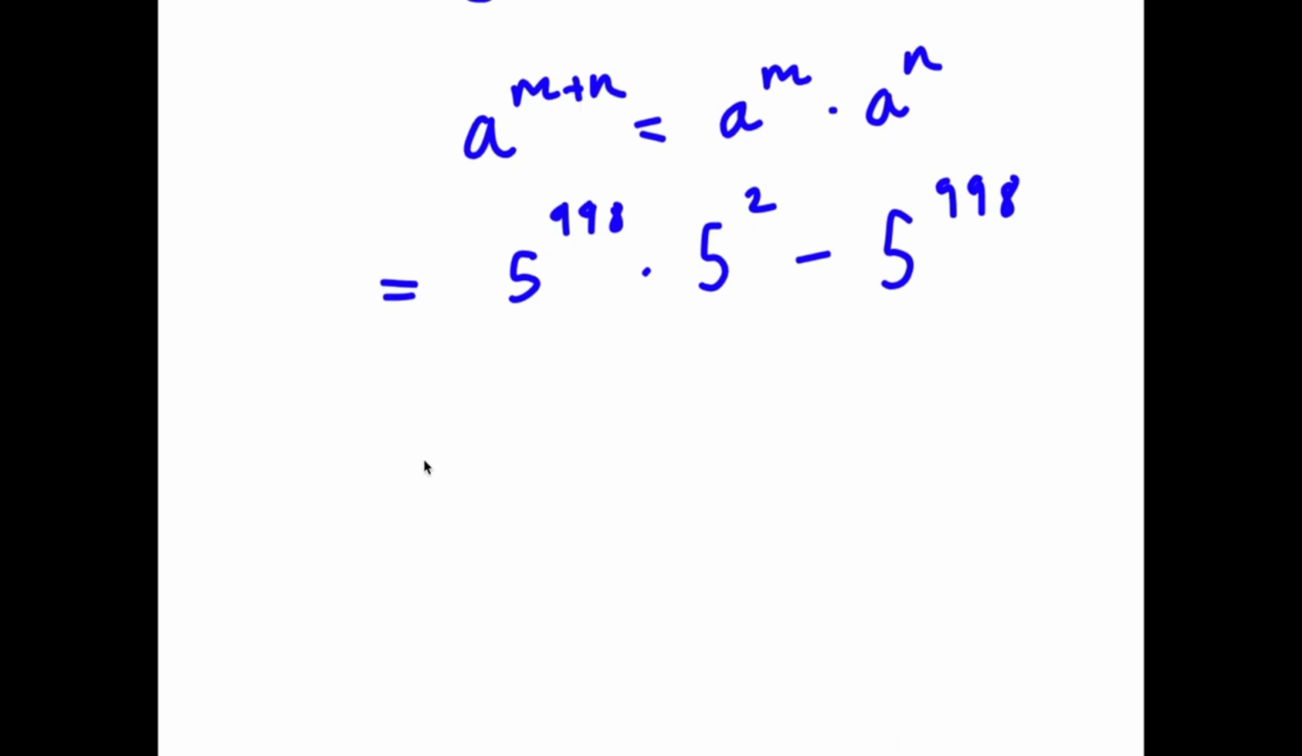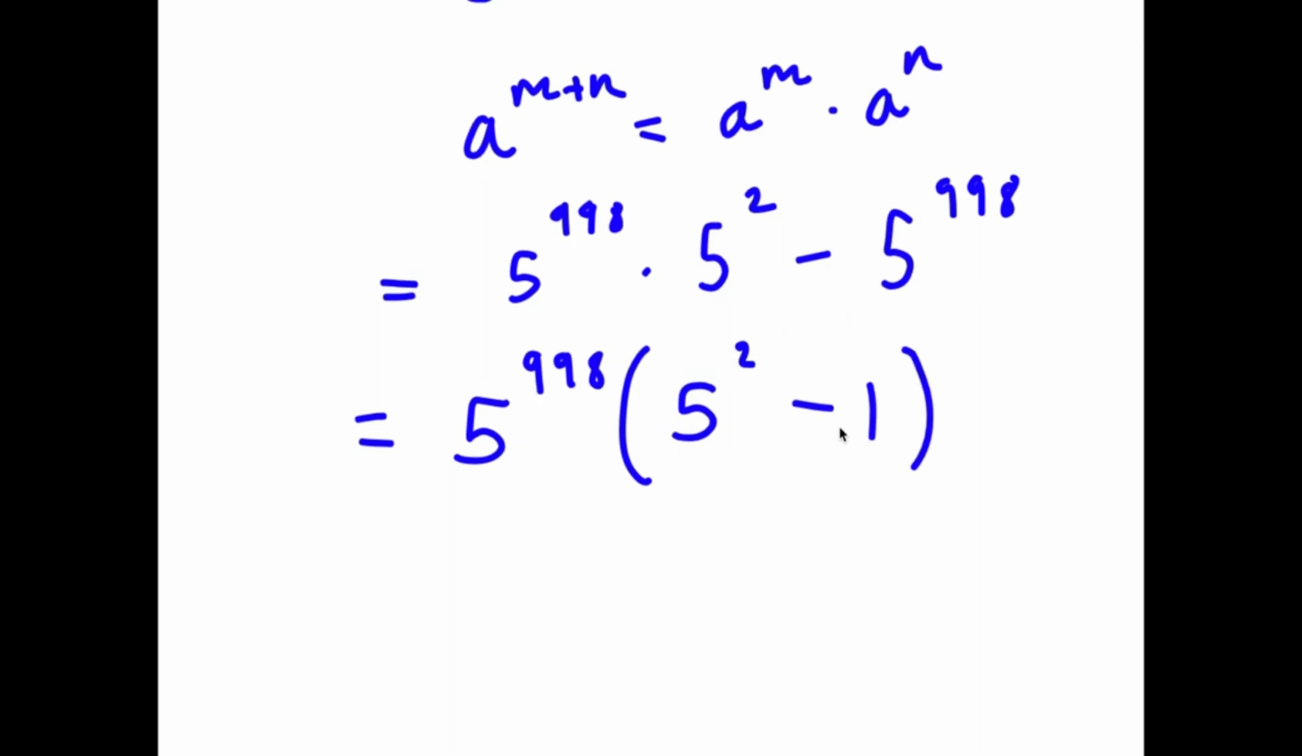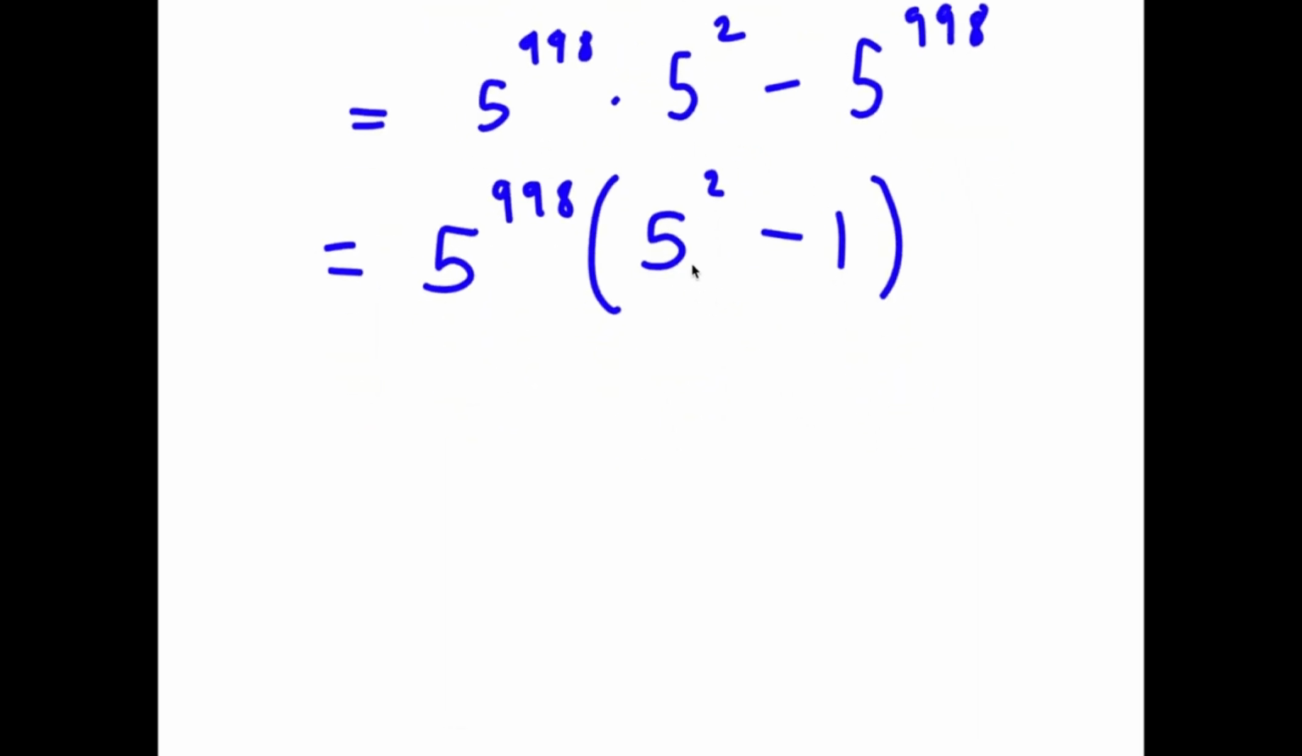And now, I'm going to go ahead and factor out 5 to the power of 998. So now I have 5 to the power of 998 times, well, 5 to the power of 998 divided by 5 to the power of 998 is 1, 5 to the power of 998 times 5 to the power of 2 divided by 5 to the power of 998, that's 5 to the power of 2, and negative 5 to the power of 998 divided by 5 to the power of 998 is negative 1. So I have 5 to the power of 998 times 5 squared minus 1.